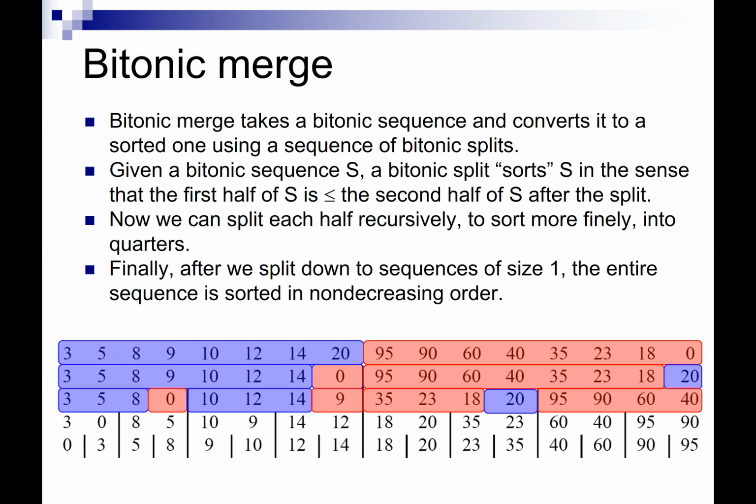So that's the bitonic merge operation. It starts with this original bitonic sequence. You keep doing these bitonic splits on there over and over, and eventually you end up with a sorted sequence.